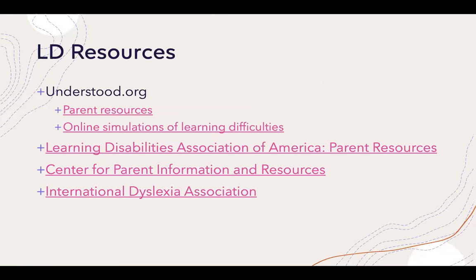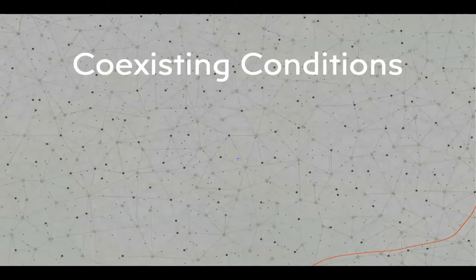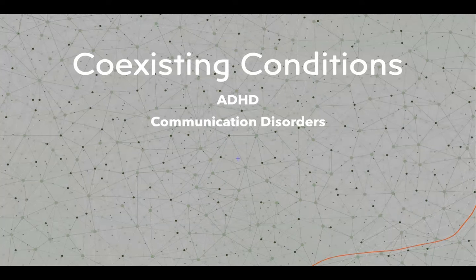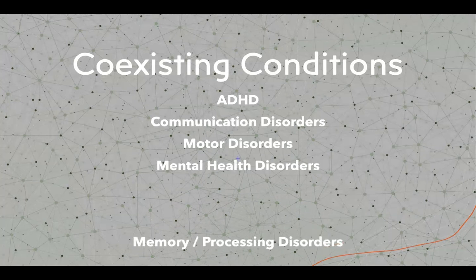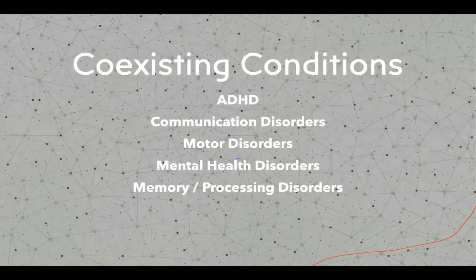So here are some resources, learning disorder resources. You guys will have access to those. Getting into coexisting conditions here, and then we'll move along and hopefully get into some of the videos and the exercise, but certainly the Q&A. So coexisting conditions, this list includes important ones that I wanted to discuss today. There are others. ADHD is a huge one. Communication disorders, that one's big as well. Motor disorders, mental health disorders, memory processing disorders.